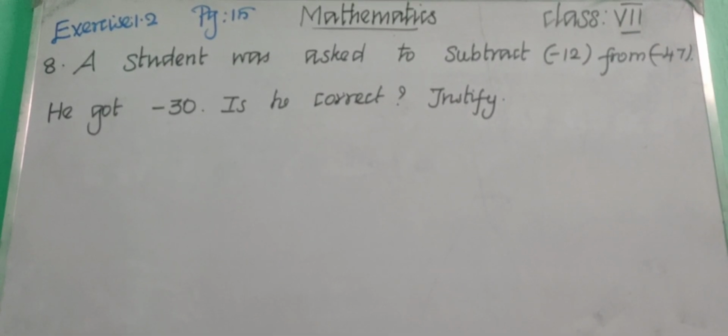So read the 8th question. A student was asked to subtract minus 12 from minus 47, okay. He got minus 30. Is he correct? Justify, okay. This is the question, okay children. So a student was asked to subtract, okay. A student was asked to subtract.